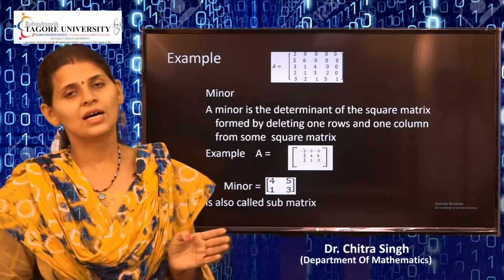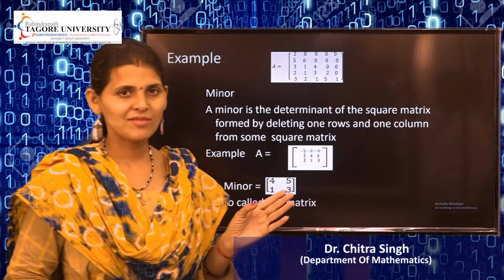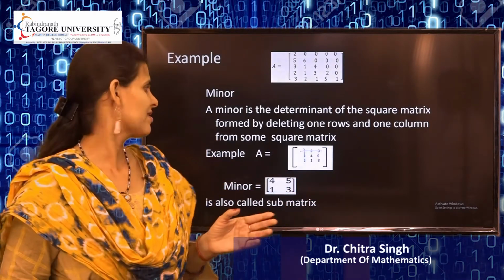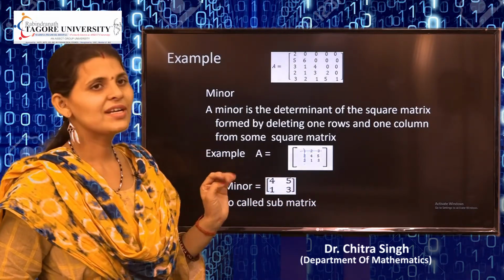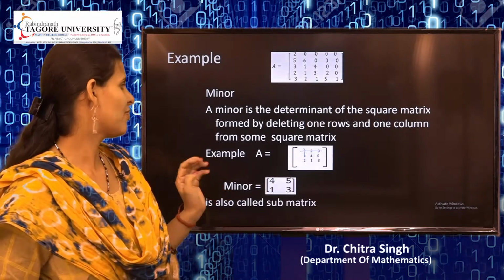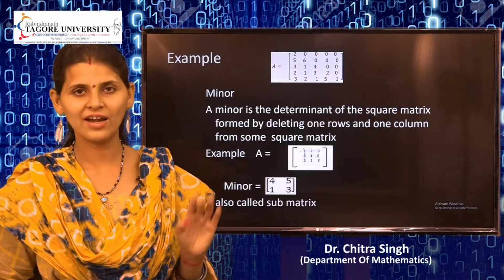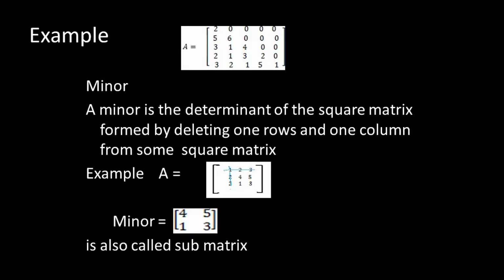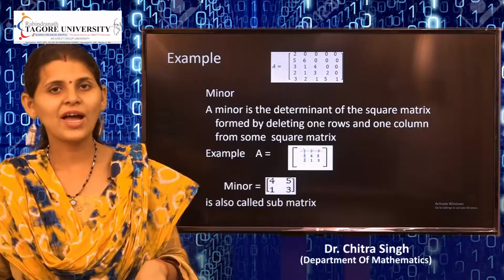Minor, we discuss minor. Minor is an important topic for students. A minor is the determinant of the square matrix formed by deleting one row and one column. You obtain the minor from 1 2 3, 2 4 5, 2 1 3. One row and one column are deleted, so then we obtain a minor of the matrix.